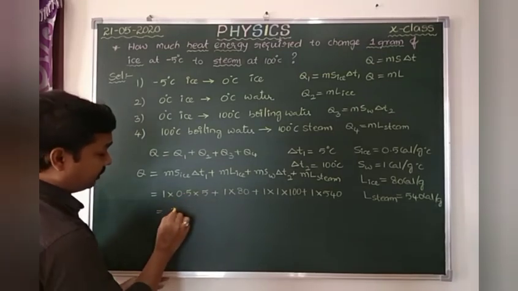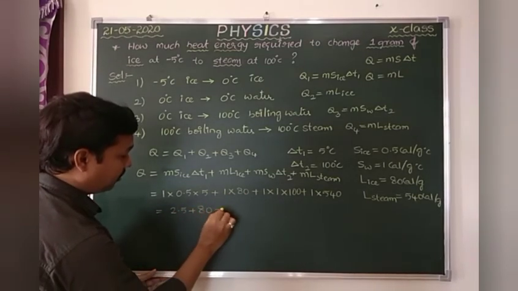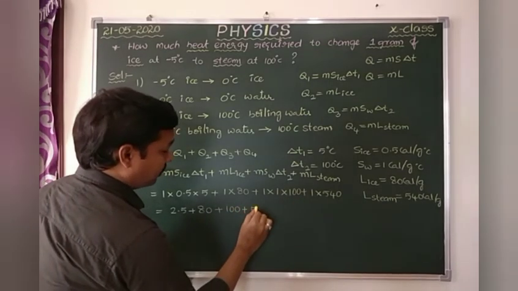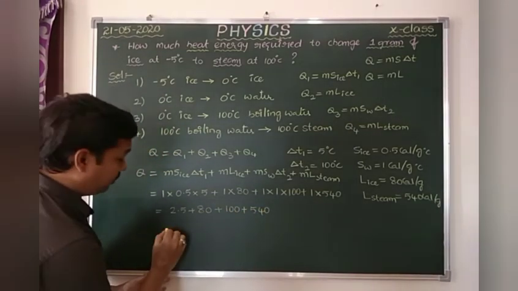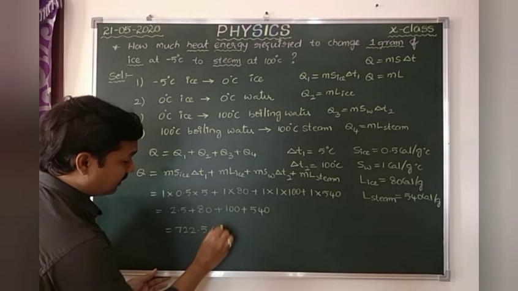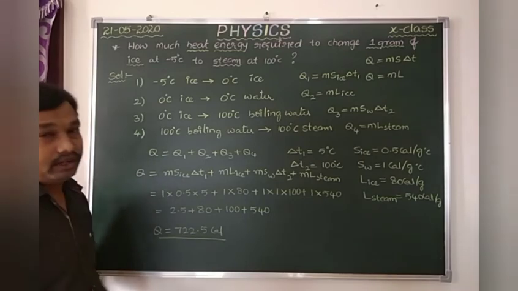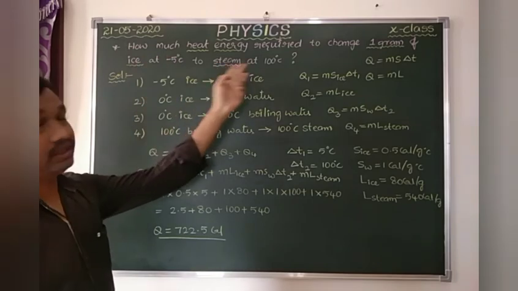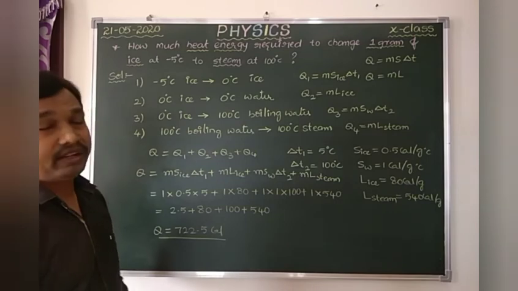Let us calculate the total value. 0.5 into 5 is giving you 2.5, plus this value is 80, plus this value is 100, plus this value is 540. 540, 100, 80 plus 2.5, which is giving you 722.5 calories. What is the total amount of heat energy required to change minus 5 degrees Celsius of ice to steam at 100 degrees Celsius? Like this we can calculate the amount of heat energy required.